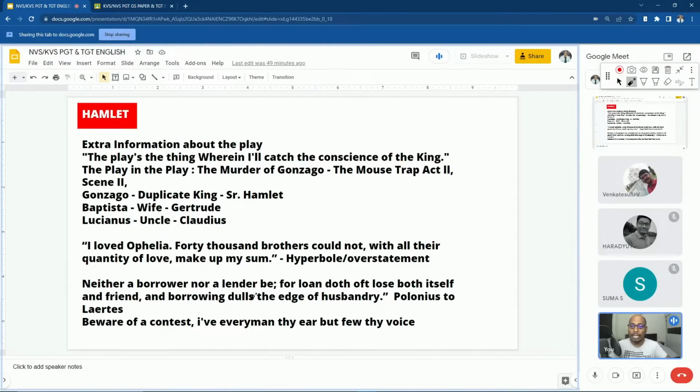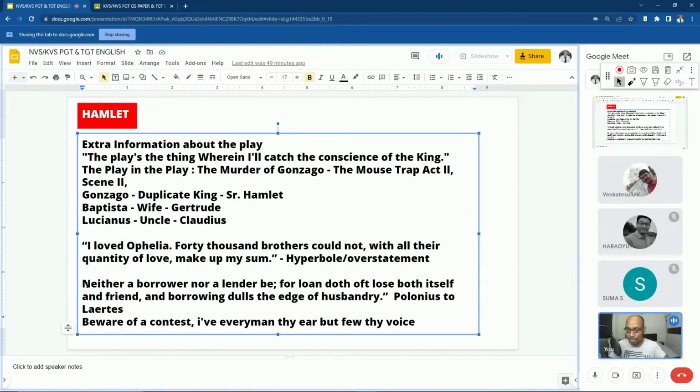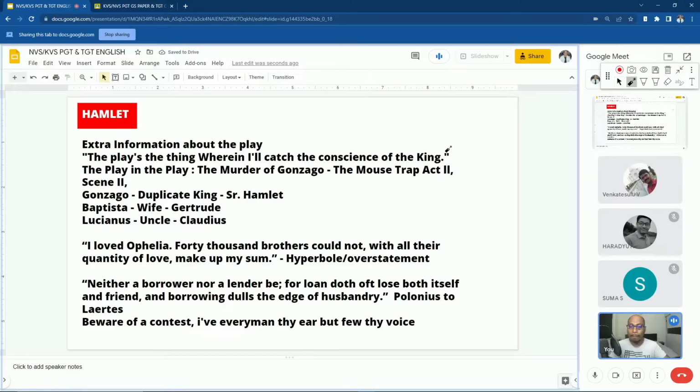Next, one more very important statement. Neither a borrower nor a lender be. For loan oft loses both itself and friend, and borrowing dulls the edge of husbandry. This is a very famous and wise advice given by Polonius to his son Laertes. They'll give you this kind of quote in the exam and ask who said it to whom. So this quote was given by Polonius to his son Laertes.